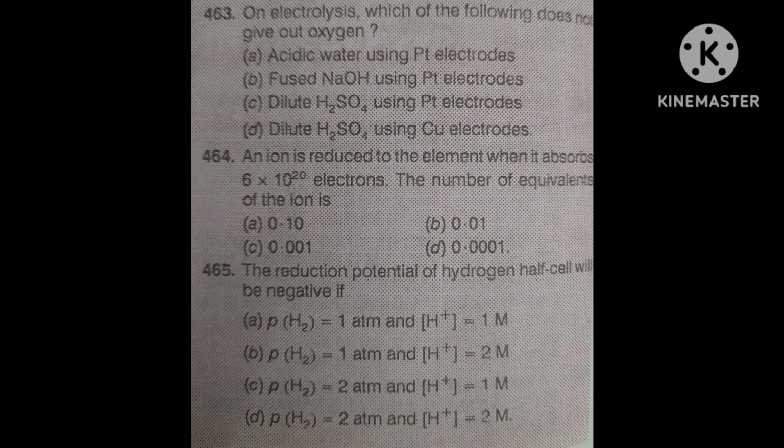Now I am giving a hint. Electrolysis of dilute H2SO4 using platinum electrodes gives oxygen. You remember, dilute H2SO4 using copper electrode also gives oxygen. It means the other three will not give. A question was there that the following does not give out oxygen. Then the first three will not give oxygen. Only the fourth, dilute H2SO4 using copper electrodes, it will not give oxygen.